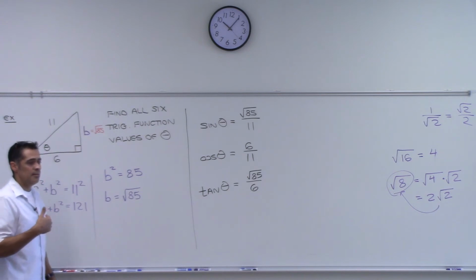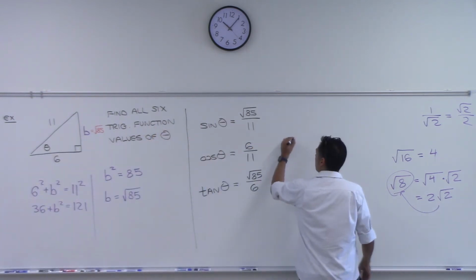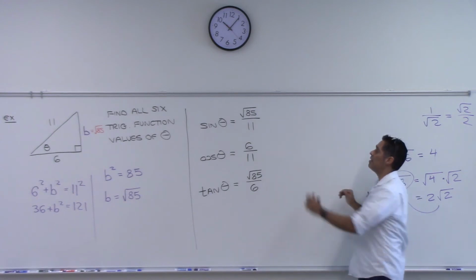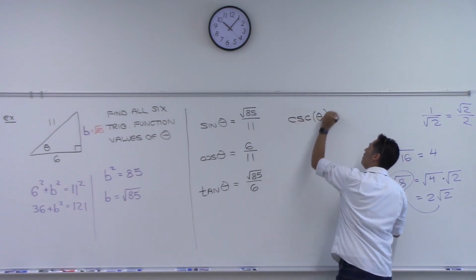All right. Moving along. Back, left side table. What's the reciprocal of sine? What do we call that one? Cosecant. So I write csc theta, right? You want to give me what cosecant is?